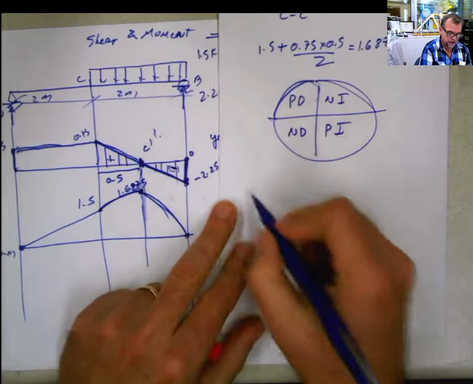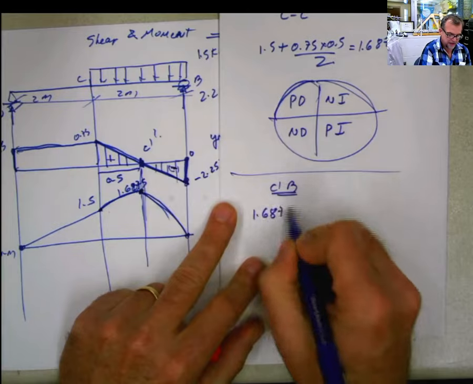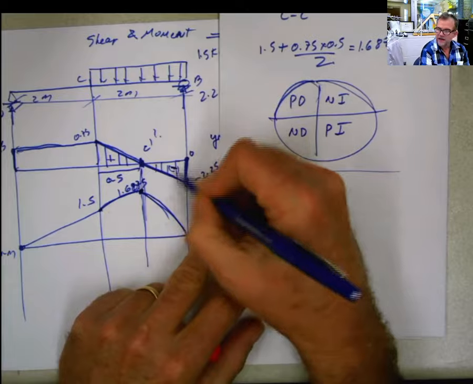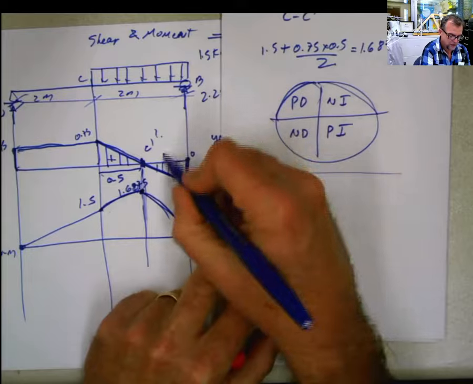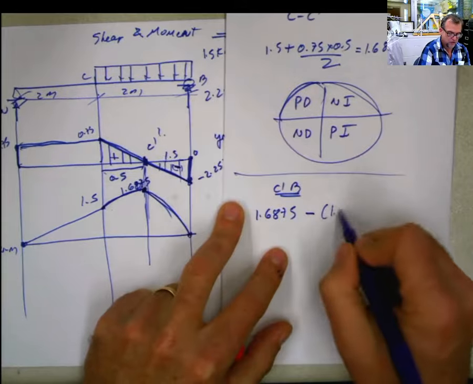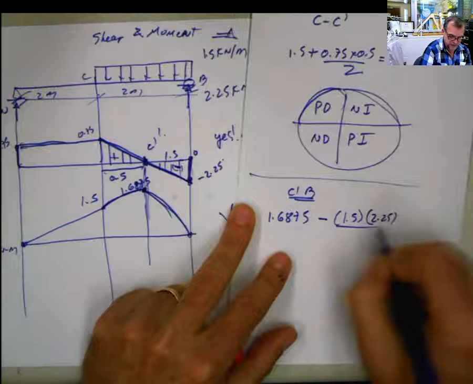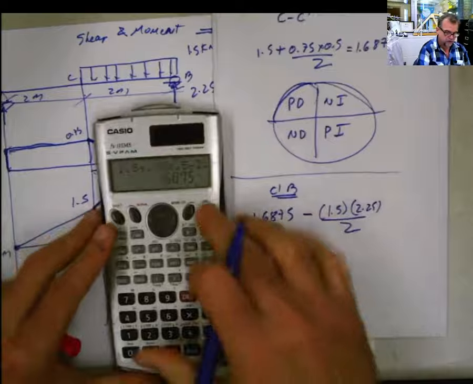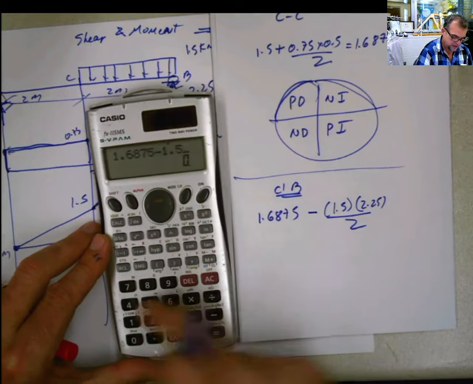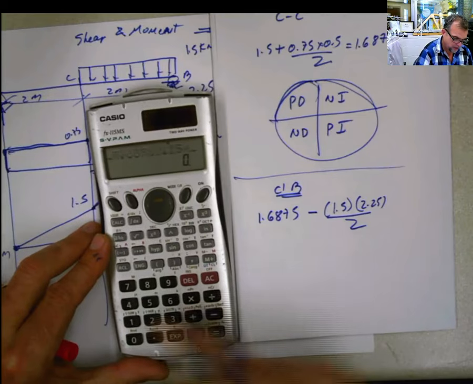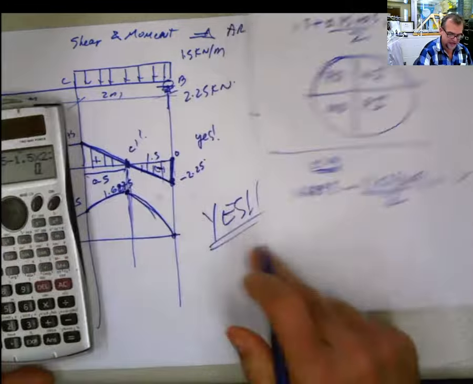I have this point for C prime B, and this point is 1.6875. I started with that point, and this is a negative area, so I have to subtract that area. What is that area? If this value is 0.5, this is 1.5 because the total is 2. 1.5 times the height, which is 2.25, divided by 2. And now, just to prove you that I'm not cheating, 1.6875 minus 1.5 times 2.25 divided by 2 equals 0. Yay! Now you can say yes.